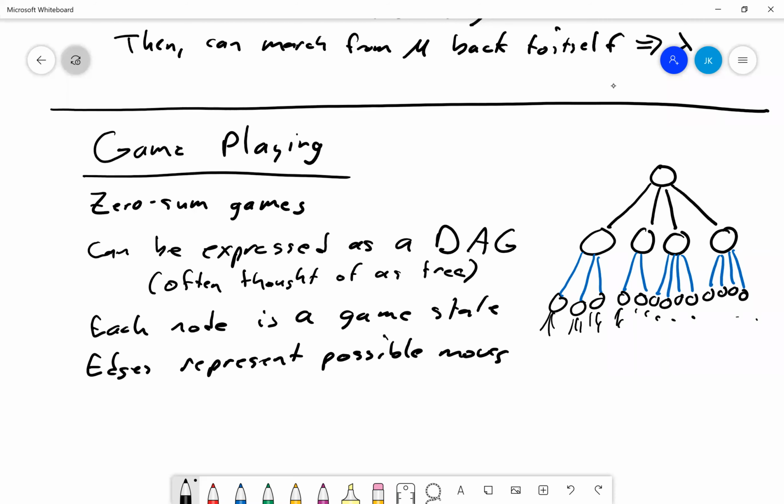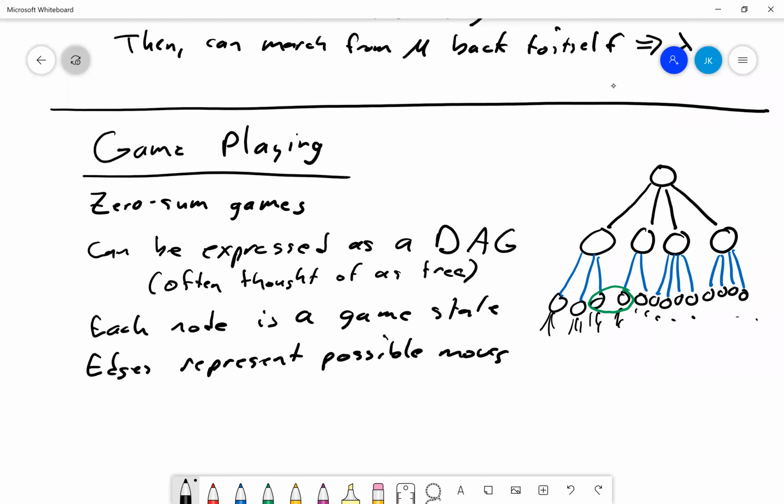Now, the reason why it's not technically a tree is sometimes some of these states, for instance, these two, might actually be the same state. So technically, this is not necessarily a tree, but we often treat it that way in terms of analysis.